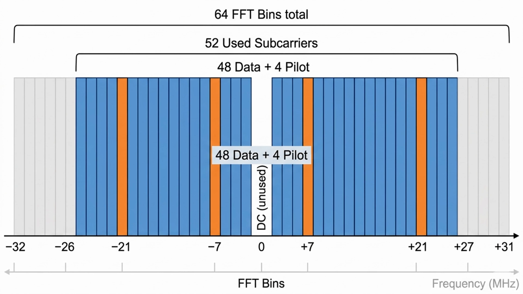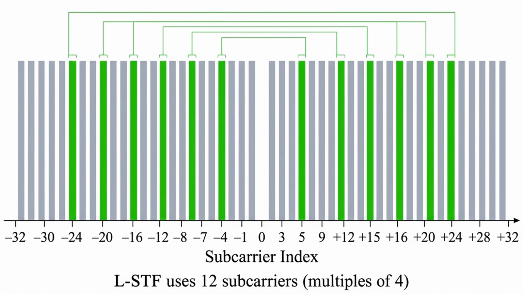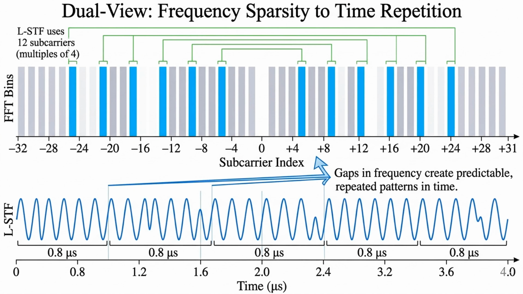Coarse frequency synchronization. In a standard 20 MHz OFDM symbol, there are 64 FFT bins, out of which 52 subcarriers are used, 48 data and 4 pilot, ranging from -26 to +26 excluding DC. However, the L-STF only populates subcarriers that are multiples of 4. It uses 12 subcarriers at indices -24, -20, -16, -12, -8, -4, 4, 8, 12, 16, 20, 24. This leaves large gaps between active subcarriers. In the time domain, this sparsity creates a highly repetitive pattern. Specifically, the symbol repeats every 0.8 microseconds.